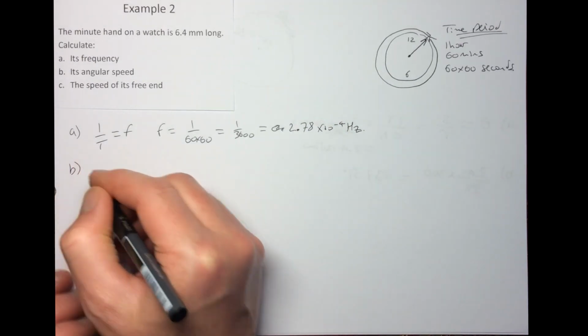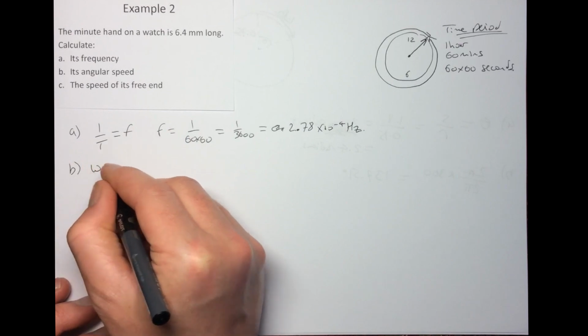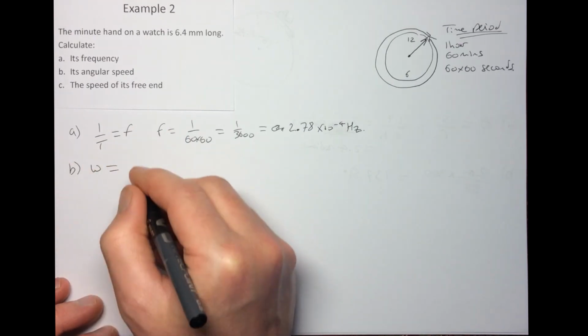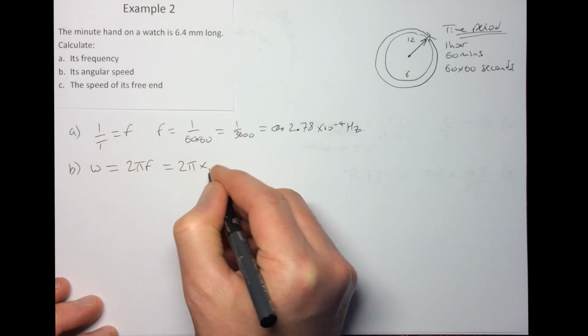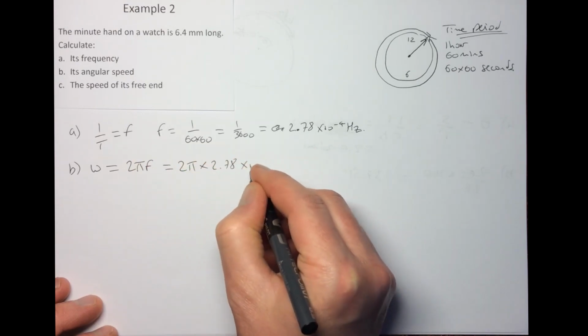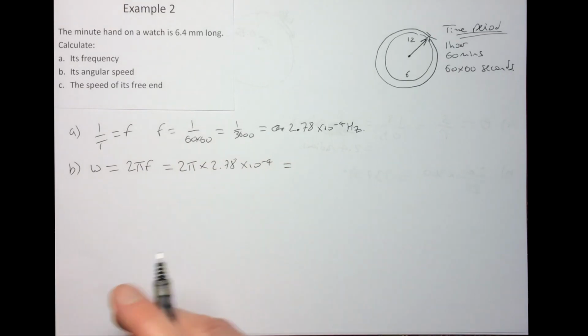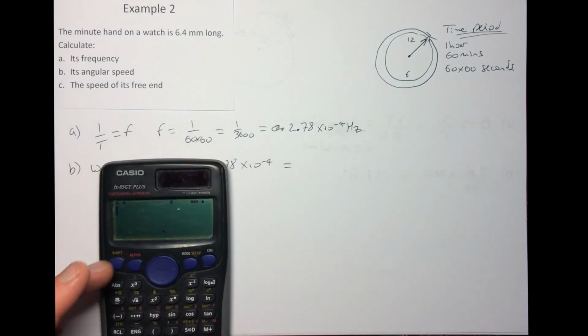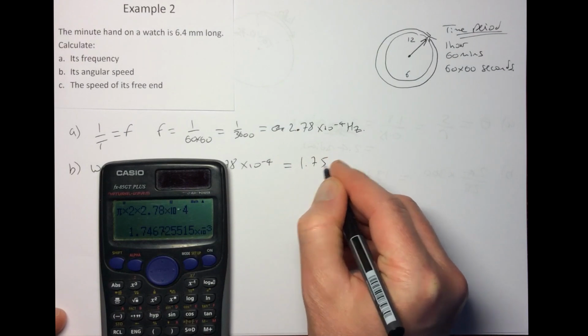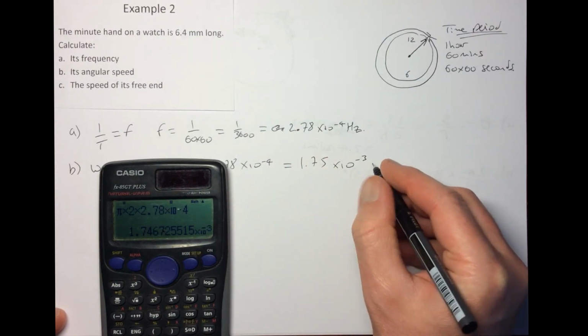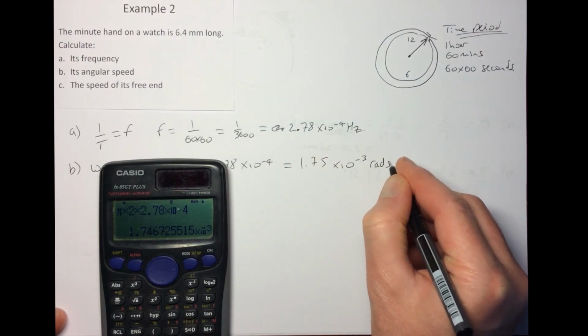Next bit, B, what's the angular speed or the angular velocity? Sometimes we call it angular speed. So it's going to be 2 pi f. So that's 2 pi multiplied by 2.78 times 10 to the minus 4. And that's going to give us 1.75 times 10 to the minus 3, and that is radians per second.